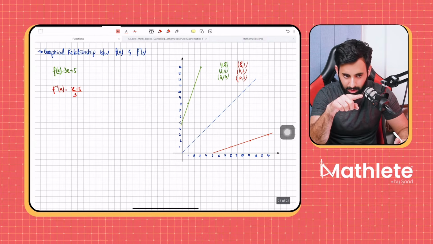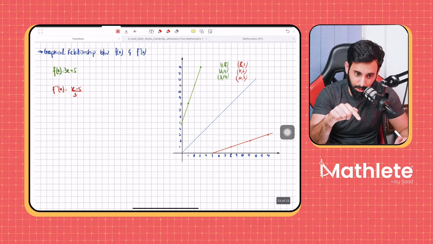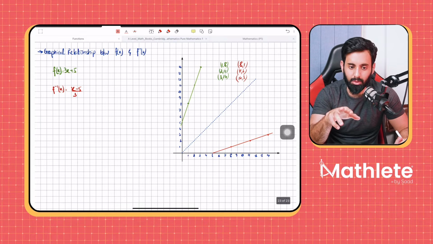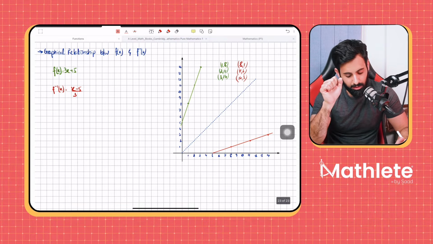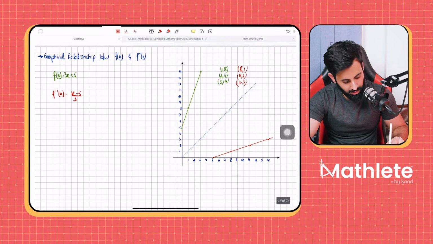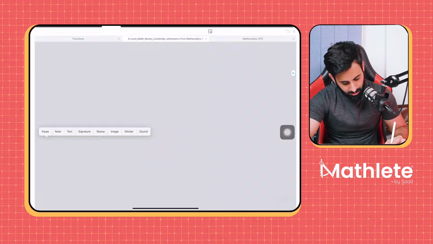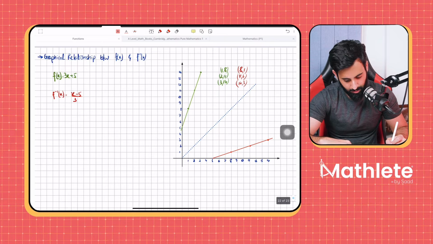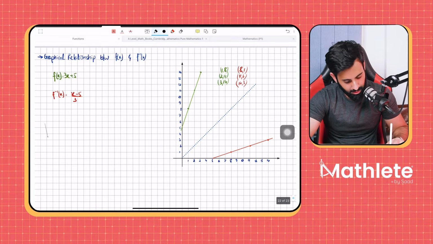Maybe the question will give you a normal function and ask you to use it to sketch its inverse. And all you've got to do is swap the points. Okay, so swap the coordinates. What is the graphical relationship? Let's write it down. It's a reflection along the line y equals x.